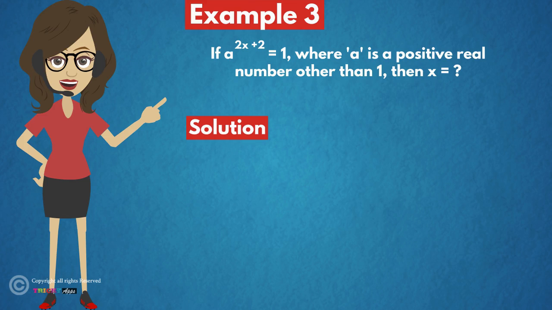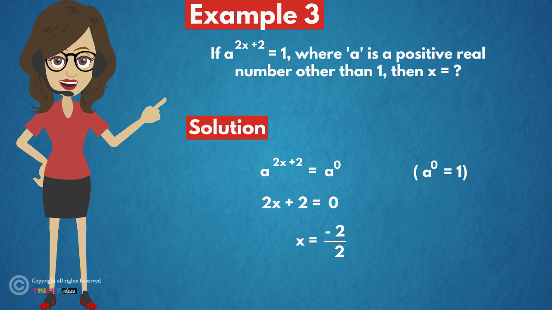It is given in the question that a power 2x plus 2 is 1. As a power 0 is 1, let us substitute 1 with a power 0. So, a power 2x plus 2 is a power 0. As bases are equal, powers can be equated. So, 2x plus 2 is 0. So, x is minus 2 by 2 and that is minus 1. So, value of x is minus 1.